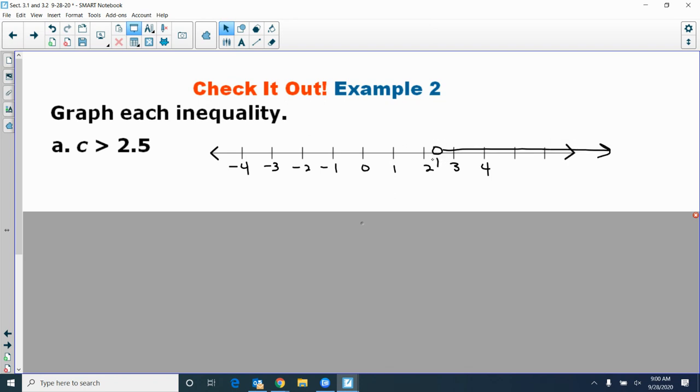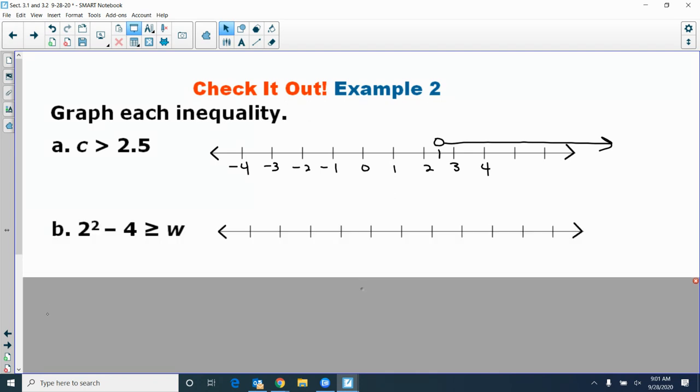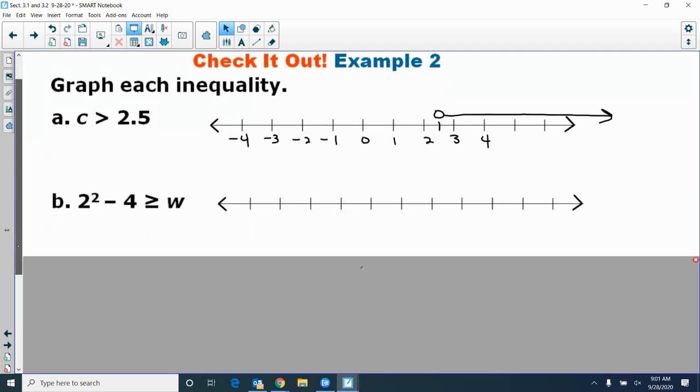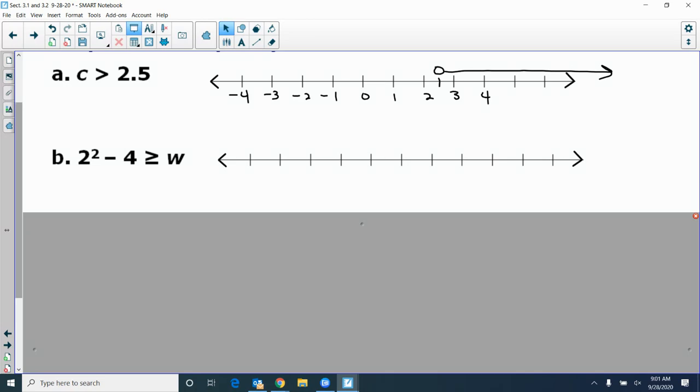Now, if you want to put it right on the line, that's fine. I'll leave that. Okay, so it starts at 2.5. Those are all the numbers bigger than 2.5. Now, sometimes they'll try and throw some garbage at you here just to trip you up, but you're not going to get tripped up. You need to simplify this a little bit.